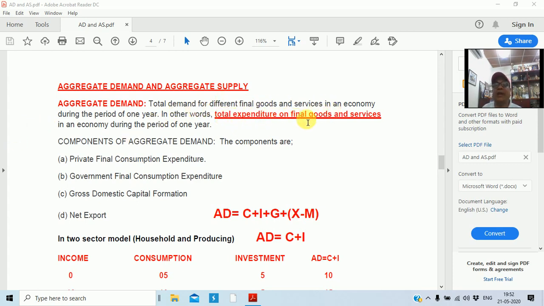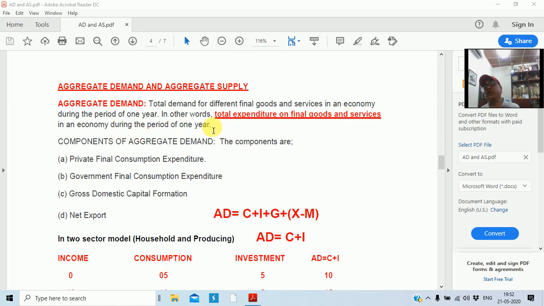So in place of total demand for different final goods and services, we can also write total expenditure on final goods and services. That is also aggregate demand, because total demand equals total expenditure. What you are demanding, the same you are spending. If from the market I am demanding commodities of value 1000 rupees, how much am I going to spend? 1000 rupees. So total demand equals total expenditure. So if I have to calculate aggregate demand, what do I have to calculate? Total expenditure on final goods and services during the period of 1 year.